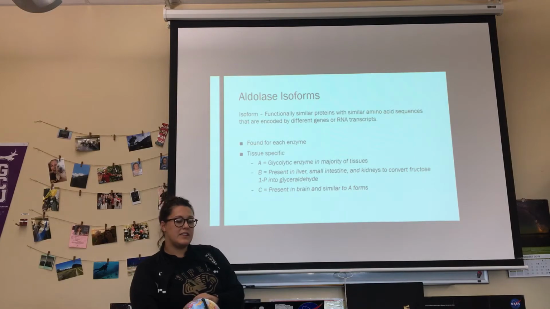And then C is present in the brain, though not in as large amounts, and it functions and forms similar to A. It has a lot of the same reactions and processes that A does. So B is kind of the unique one out of the A, B, and C aldolase isoforms.